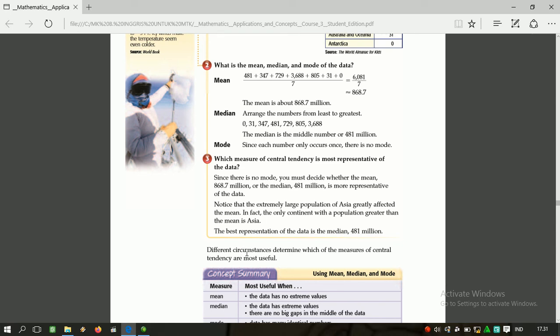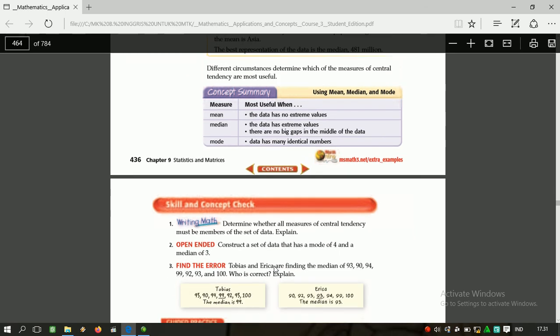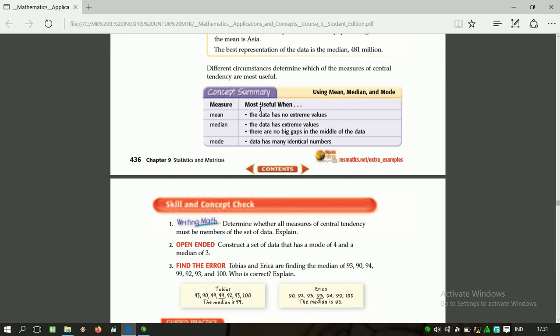Different circumstances determine which of the measures of central tendency are most used. Concept summary: using mean, median, and mode. Mean: most useful when the data has no extreme values. Median: the data has extreme values, and there are no big gaps in the middle of the data. Mode: data has many identical numbers.